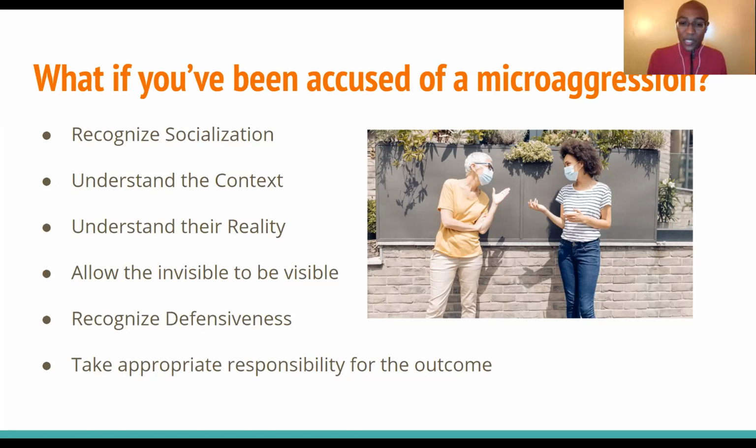And take appropriate responsibility for the outcome. Like if someone says to you, it feels painful when you say that in class. If you have the ability to not say that, don't say it. Or if you have the ability to do it, I really would ask you to consider to do it. And again, remember the intention and the outcome. If your intent is to have positive relationships with people of color, really listen to their reality.